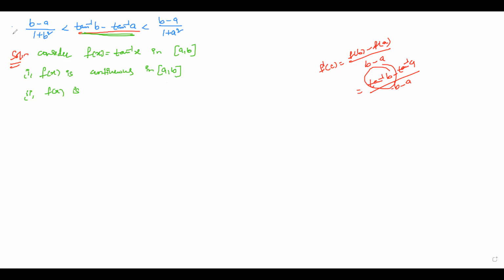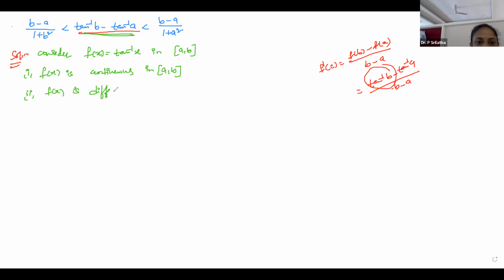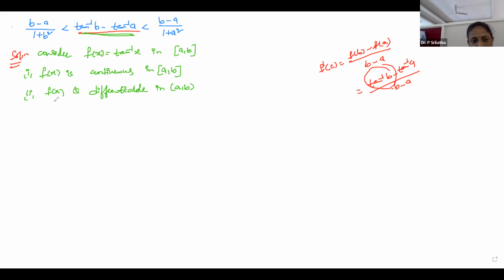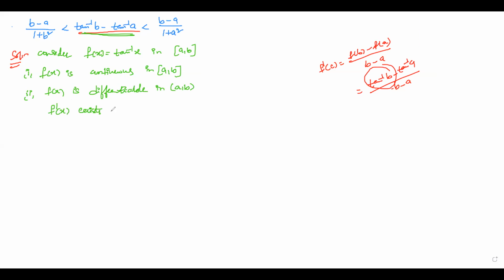Yes, differentiable. Very good. f of x is differentiable in the open interval a comma b. What is the meaning of this? If f of x is differentiable, it means f dash of x will exist. f dash of x exists in the open interval a comma b, isn't it?